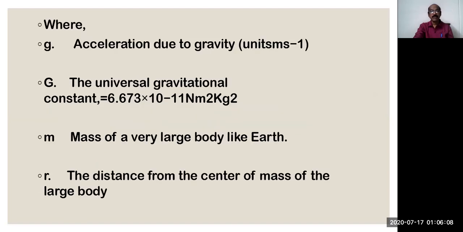where g is acceleration due to gravity, capital G is the universal gravitational constant, capital M is the mass of the Earth, small m is the mass of the body, and r is the distance from the center of mass of the large body. Therefore, small g equals capital G into capital M by r square, where r is nothing but the radius of the Earth.